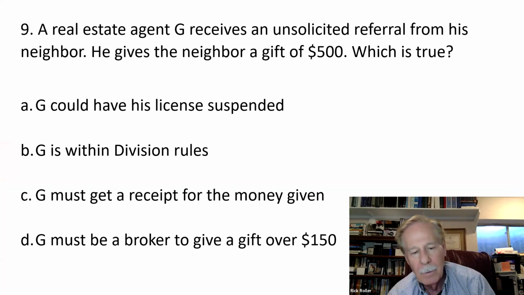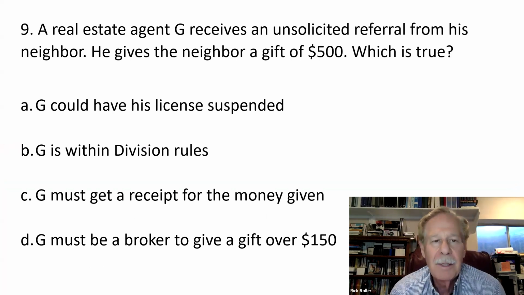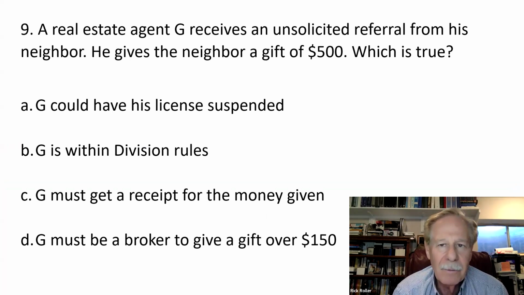Look at number 9. We are looking at number 9, and number 9 says a real estate agent G receives an unsolicited referral. Okay, that's good. From his neighbor, and he gives the neighbor a gift of $500. What is true? Well, could he have his license suspended?